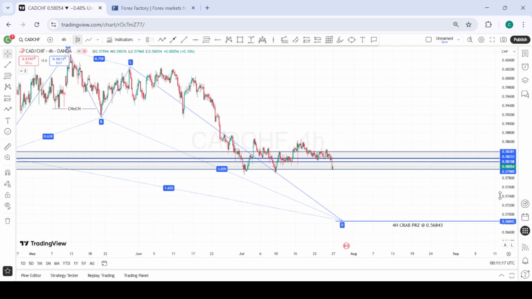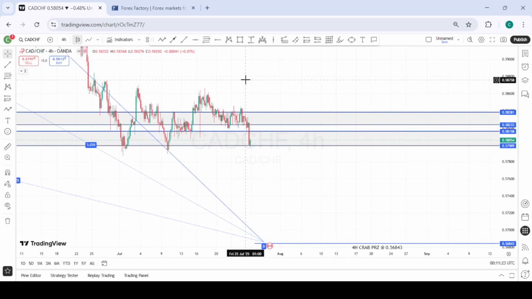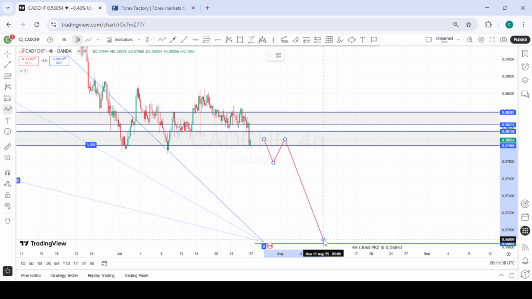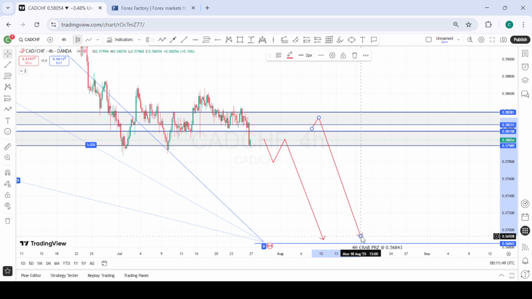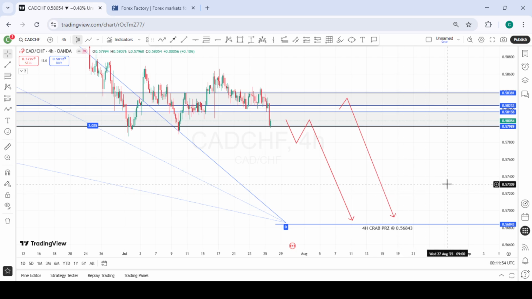So what we'll be looking out for in the coming week on CADCHF is a daily candle closure. We expect price to close on a bearish candle below this zone or below this area of interest, give us a pullback into this zone, and then take the sell to the downside. Or when we get the daily candle break below the zone, price might also pull back into the second zone above and then continue selling to complete this crab pattern. So we are very bearish on CADCHF for the coming week.